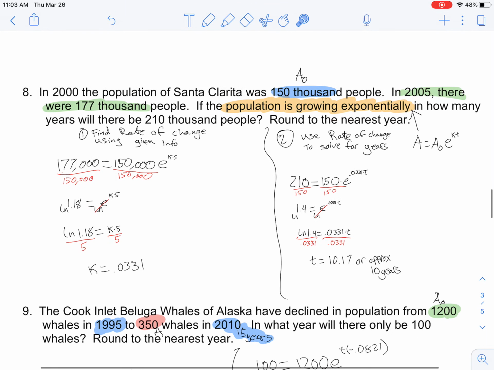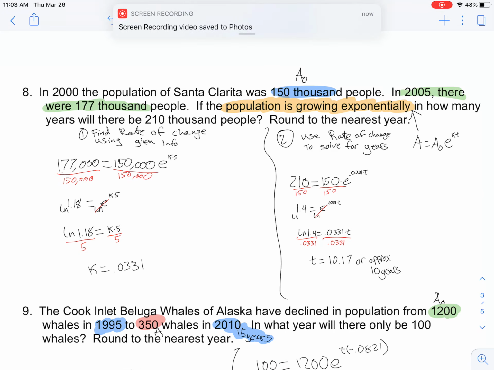Number 8. So for number 8, we're using another different formula here. The formula that we're using is right here. So our new amount, or whatever amount we're working with, equals the original amount times e raised to the rate, we're using k for rate there, times time.